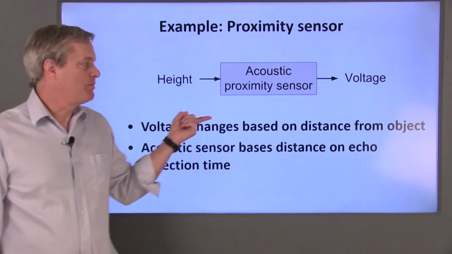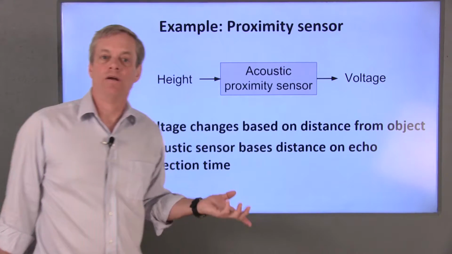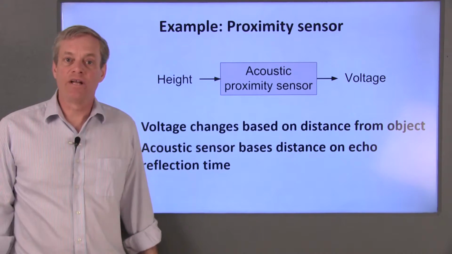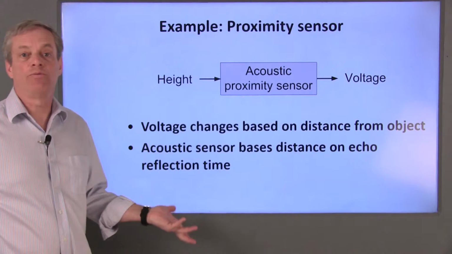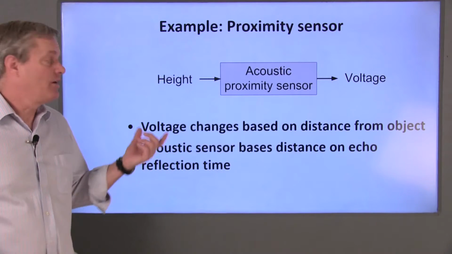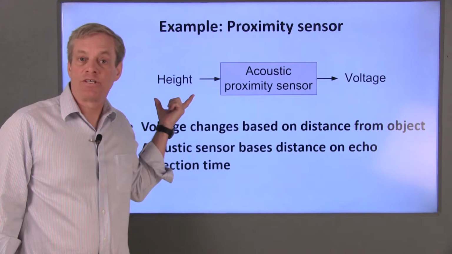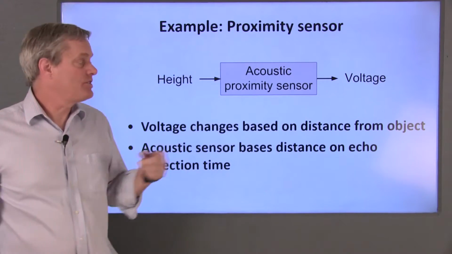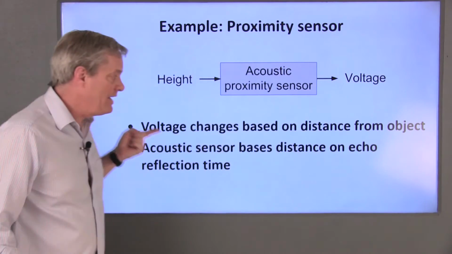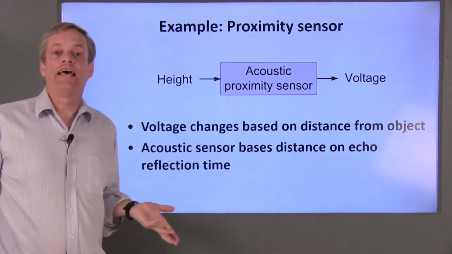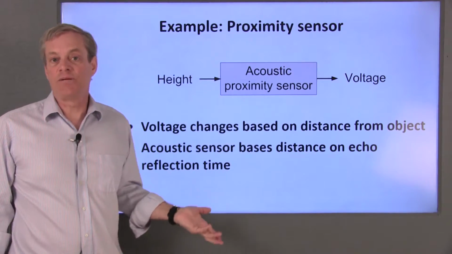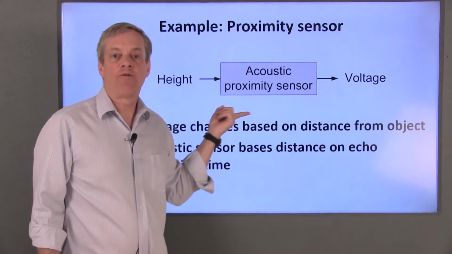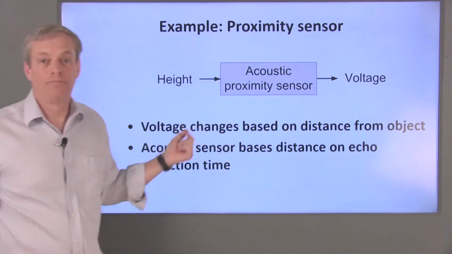The final example is an acoustic proximity sensor. This type of sensor uses the echo of an ultrasonic wave from an object to estimate the distance between the sensor and the object. In our system, we'll measure the height of an object above the sensor. So the input to our system will be a height, and the sensor will output a voltage that indicates that height. We need to estimate the mathematical relationship between height and output voltage of the sensor, and we'll assume that that relationship is a straight line.